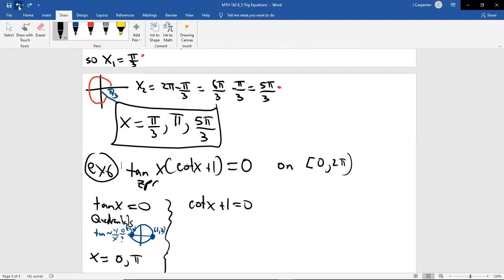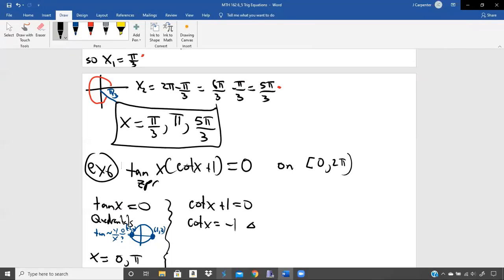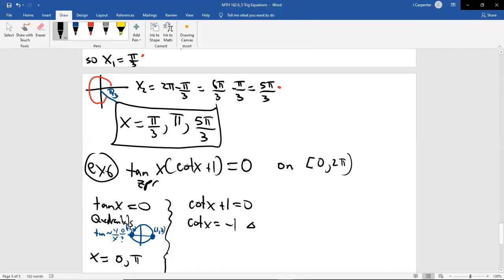All right, cotangent plus 1 equals 0. Let's subtract 1 on both sides. So we get cotangent of x equals -1. So we're looking for the ratio. Again, tangent's y over x, so cotangent would be x over y. To be a -1, well, that can't happen on the quadrantals because one of those is always a 0 and one of them is a 1. So this is going to be one of the little right triangles. So cotangent needs to be -1.